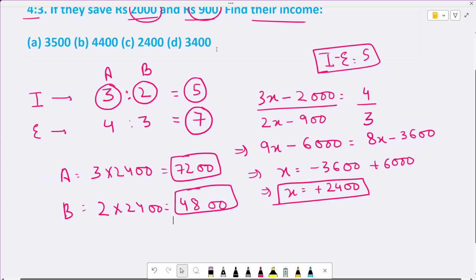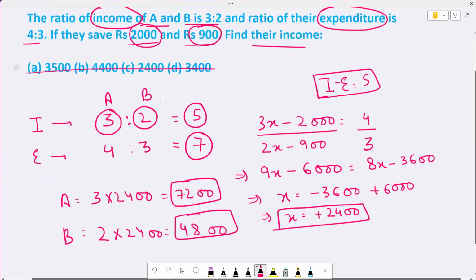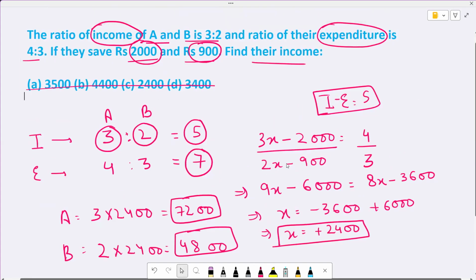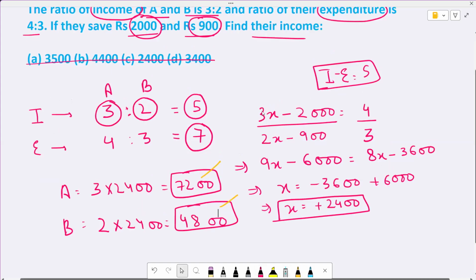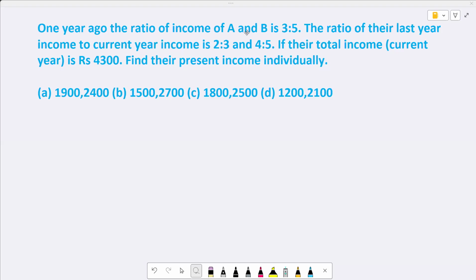Now let us move on to the next question. The options are wrong, perhaps. They had to ask the actual unit, maybe. Then this would have been the answer. The correct answers are this, like if you need to find out the income of A and B. Let us move on to the next question.